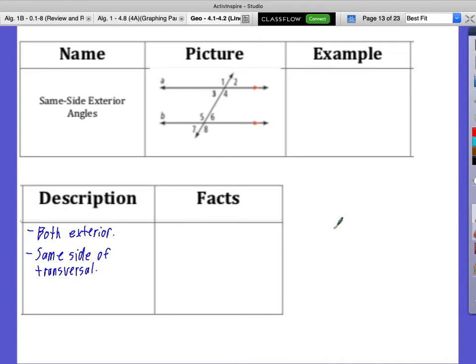Okay. So can somebody tell me what a pair of same side exterior angles would be here? 1 and 7. Okay. And Brady, you have the other pair? 2 and 8. Very good. So angle 1 and angle 7, angle 2 and angle 8. Those would be our examples of same side exterior angles.